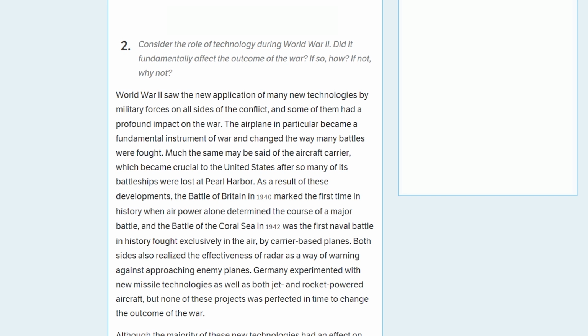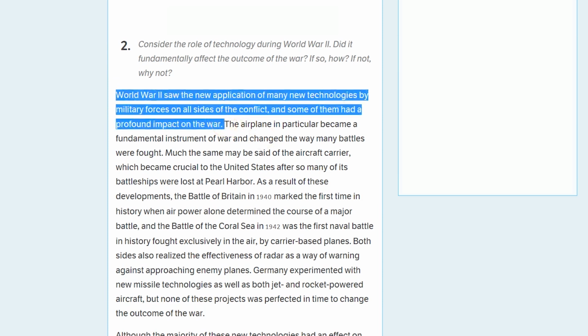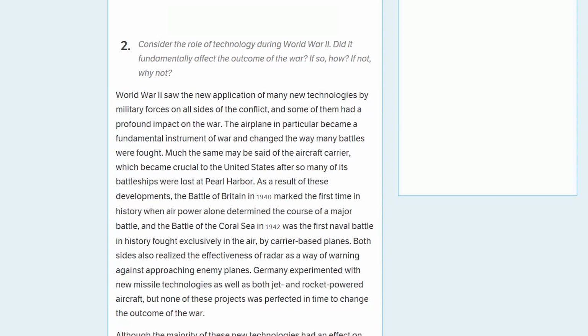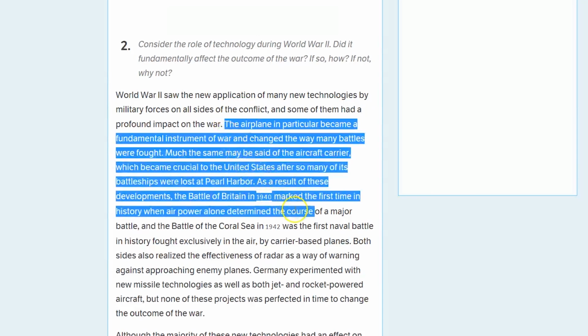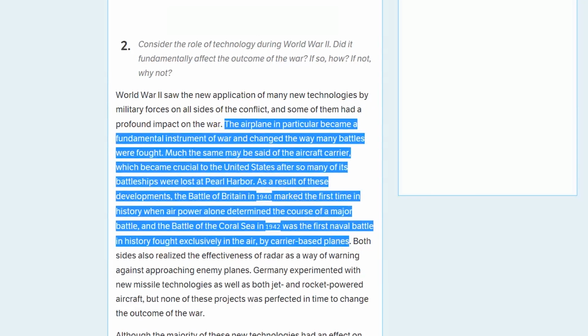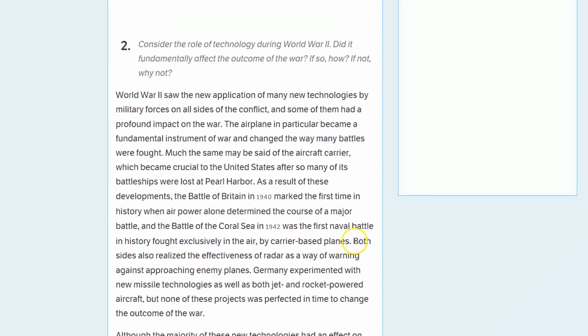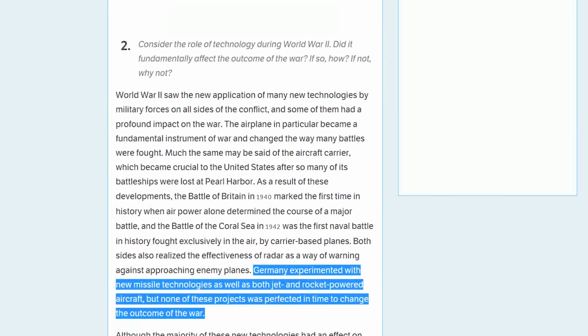In another section, we have a paragraph about new military technology during the war. "World War II saw the new application of many new technologies by military forces on all sides of the conflict, and some of them had a profound impact on the war." The following details here are organized in order of significance or importance. The most impactful new technologies, airplanes and aircraft carriers, are discussed first. Then we have details about radar use, and finally, a bit about missile technology that wasn't finished in time to have a significant impact on the war.